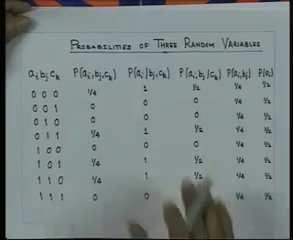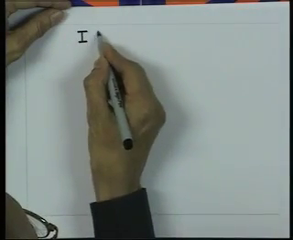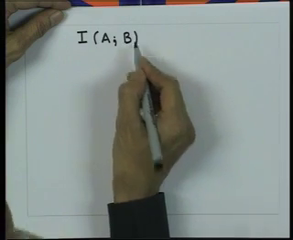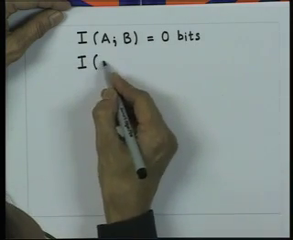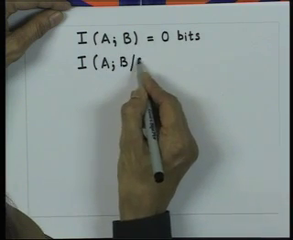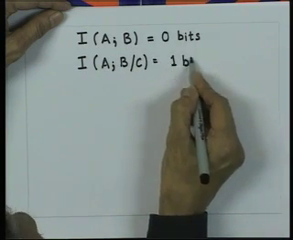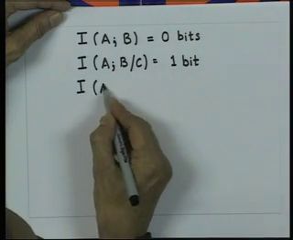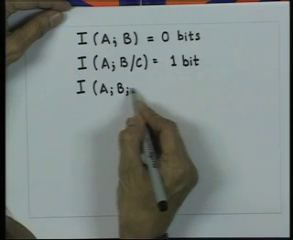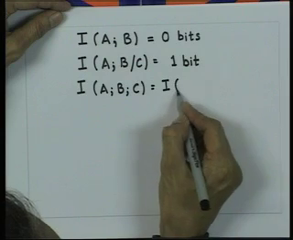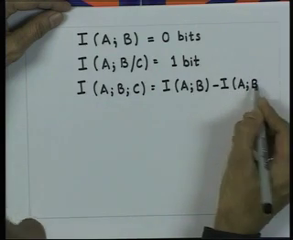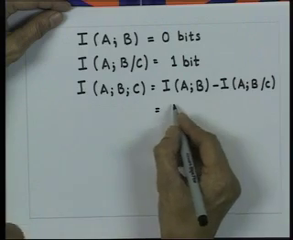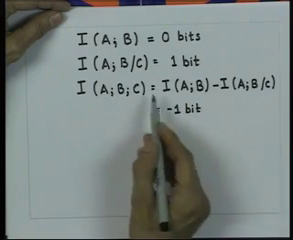Now, using this table and using the expression which we have derived earlier, we can calculate the information: mutual information I(A;B) equal to 0 bits, mutual information I(A;B|C) is equal to 1 bit, and mutual information I(A;B;C) is equal to I(A;B) minus I(A;B|C), and that is equal to minus 1 bit.